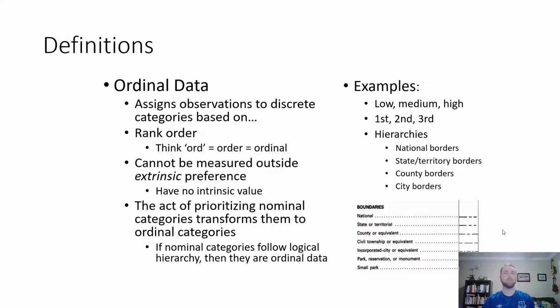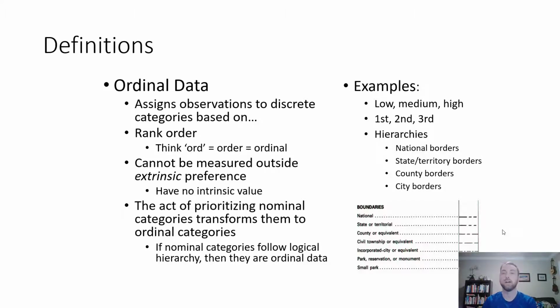Ordinal data is like nominal, but there's some sort of order involved. So again, you can't count it. They're not quantitative, but you can rank these data. Okay, so ordinal data assigns observations to discrete categories based off of rank order. Okay, so think about low, medium, high, first, second, third, small, medium, large.